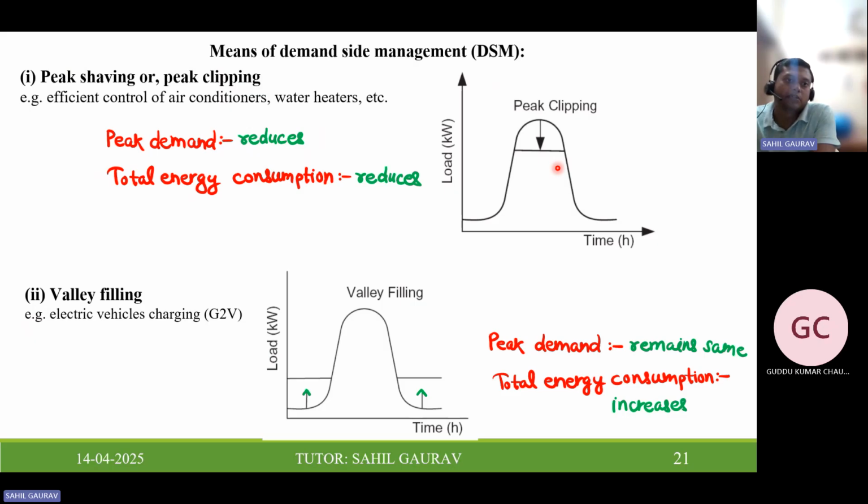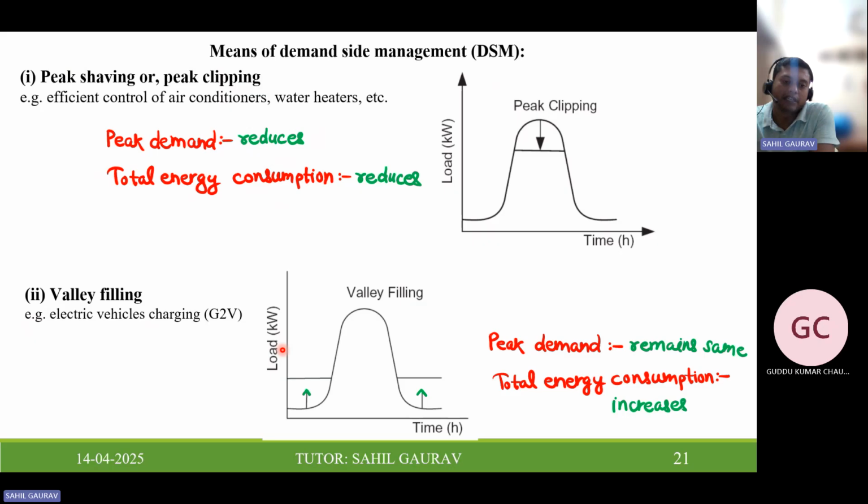So the means of demand side management: first one is peak saving or peak clipping. From the name, you can see that we are clipping the peak power. So this peak power demand reduces. You can say that peak demand reduces and total energy consumption also reduces.